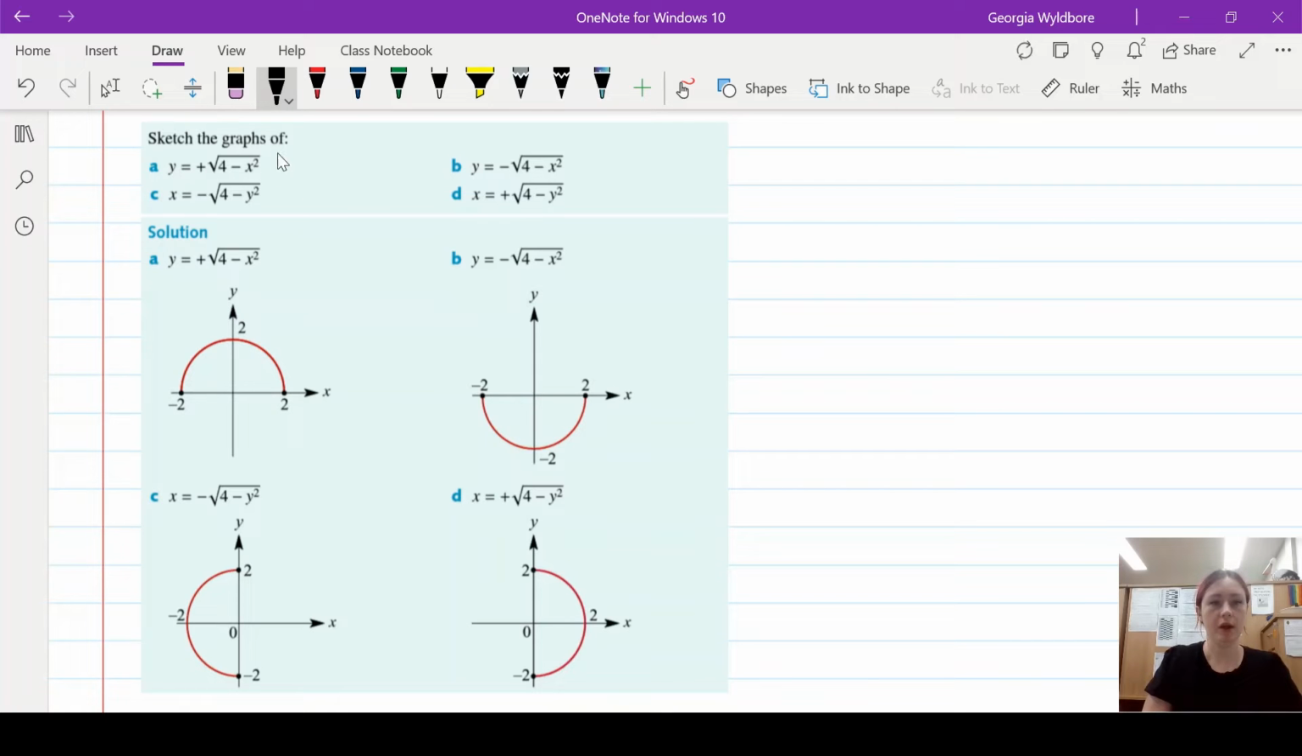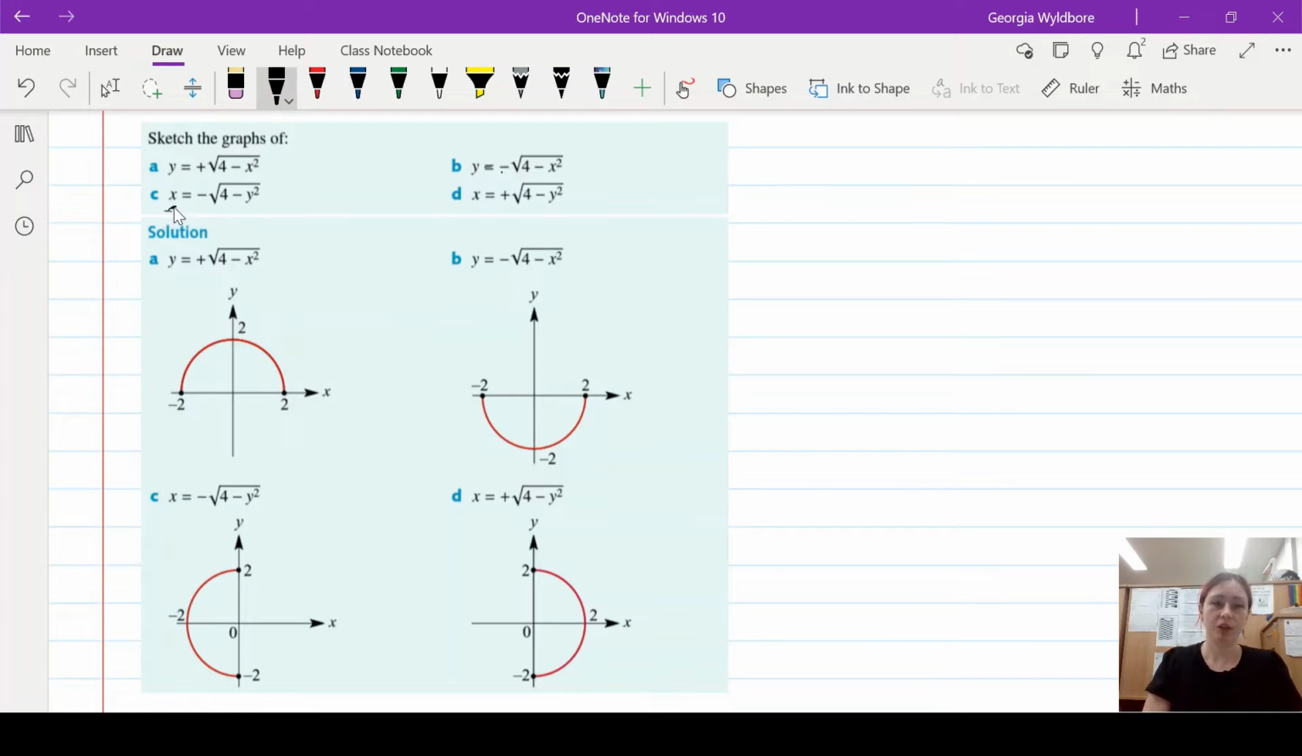but to show you, because we have r squared minus x, all of these circles have a radius of 2, and they haven't been translated anywhere, so their center is always at 0, 0. So the first one, we have y equals positive square root of r squared minus x squared. So we're looking at y equals, which means we're on the top and bottom half, and it's positive, so we're looking at the positive values of y. Similarly for b, it's negative square root of r squared minus x squared, so we're looking at the bottom half of the circle.